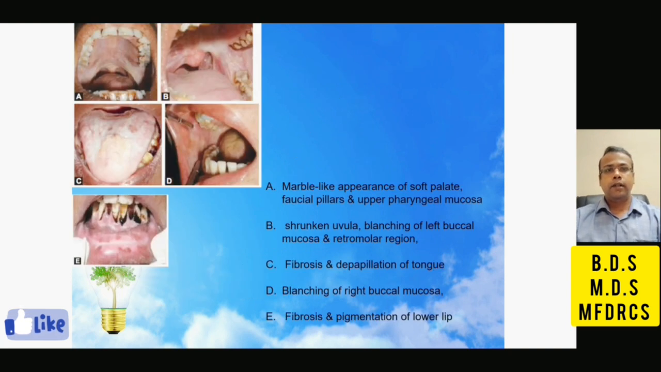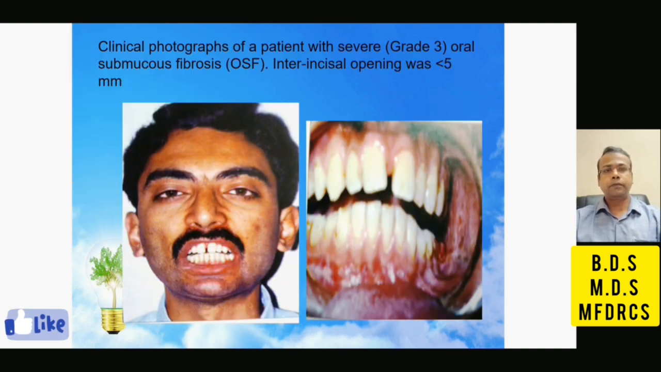Here are some of the clinical pictures showing the clinical presentation of oral submucous fibrosis. In picture A, we can see marble-like appearance of the soft palate, faucial pillars, and upper pharyngeal mucosa. In picture B, we can see shrunken uvula, blanching of left buccal mucosa and retromolar region. In picture C, we can see fibrosis and depapillation of the tongue. In picture D, we can see blanching of the right buccal mucosa. In picture E, we can see fibrosis and pigmentation of the lower lip.